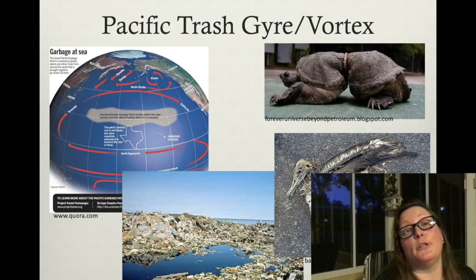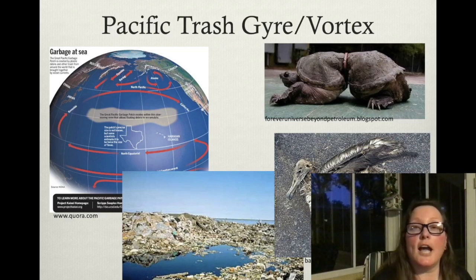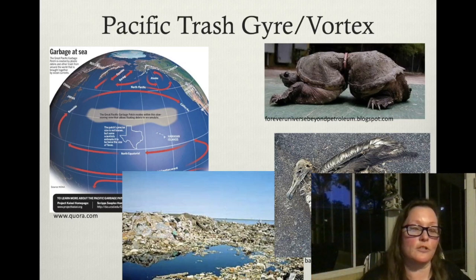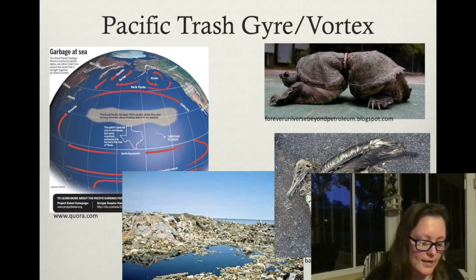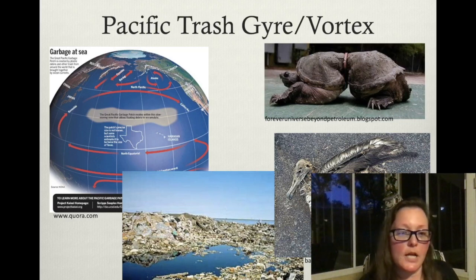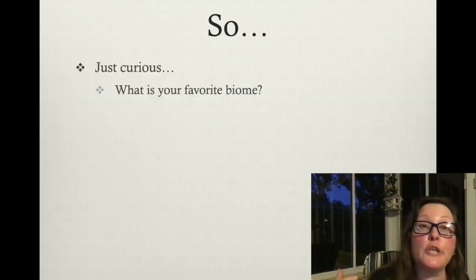And talking about pollution, we have the Pacific Trash Gyre or Vortex. It's under different names. It's just when people pollute the rivers, and then it goes down to the ocean, it gets caught up in the cycle, the water cycle, and it's all like collecting. We now actually have an island of garbage. Pretty disturbing.